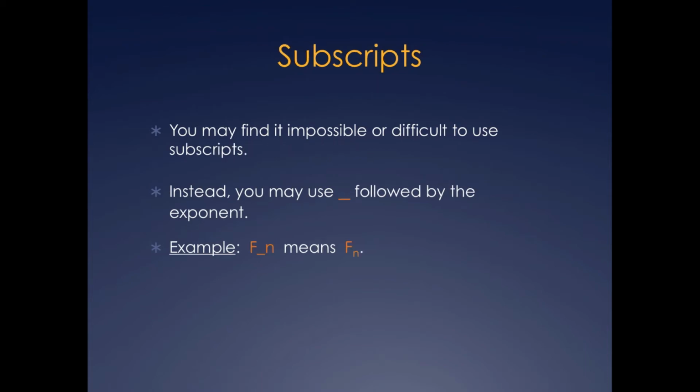Okay, next thing, how about subscripts? Well, again, you need some special symbol. If you're finding that you can't use subscripts or it's just a pain to use subscripts, instead you may indicate to subscript a symbol just by writing, first of all, the underscore character. So for example, if I write F underscore N, that's the same as if I had written F with a subscript of N.